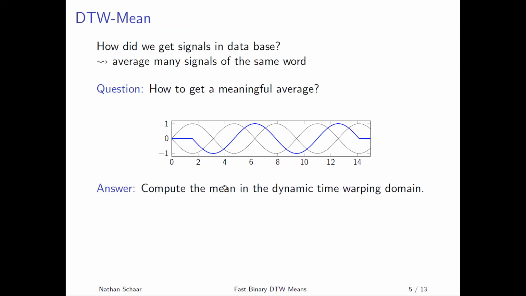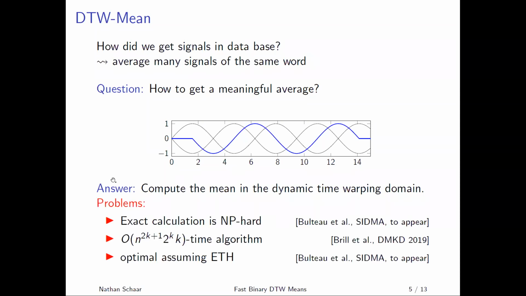This means we would have to find the mean that minimizes the distance in the dynamic time warping domain, so it minimizes the dynamic time warping distance to each input string. But computing such a mean is very hard. Recently it was proven that this is actually NP-hard, and the best known algorithm, n to the 2k, is also proven to be asymptotically optimal.